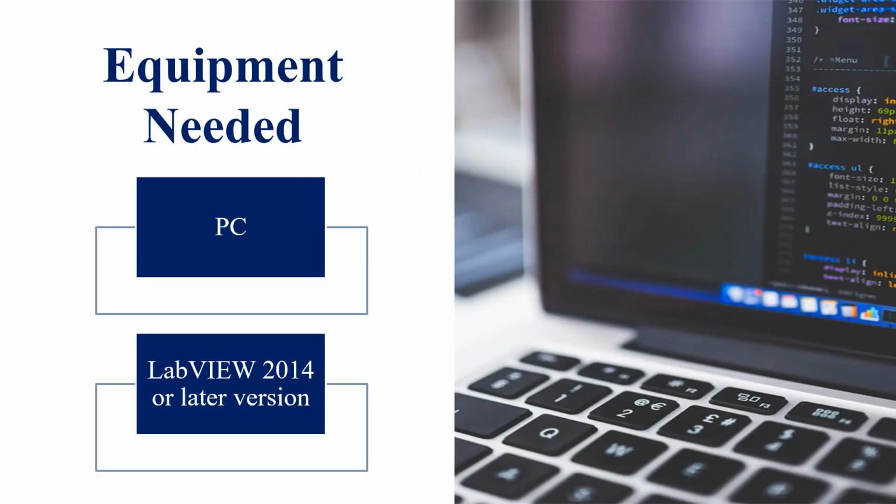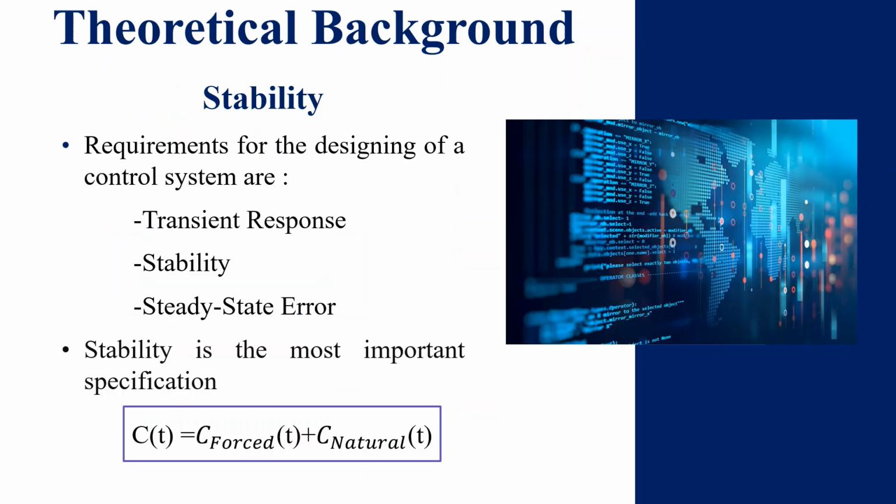Equipment needed for the experimentation is LabVIEW software installed on the personal computer. Firstly, we have to look at the theoretical background of this experiment. If we talk about the requirements for the designing of a control system, then there are 3 parameters: transient response, stability, and the steady state error.